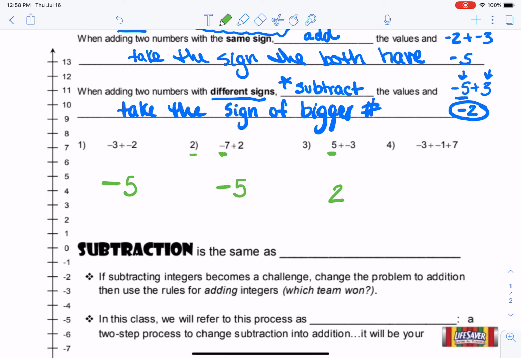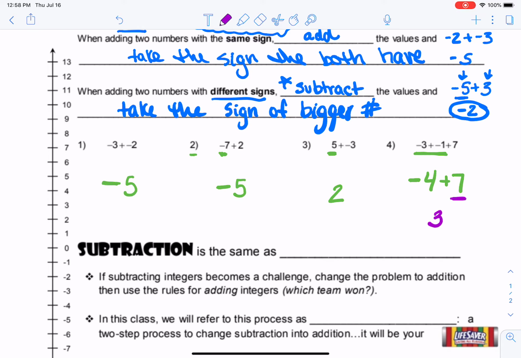Now this time I've got 3 numbers, so I'm just going to focus on the first 2. -3 plus -1, both of those are negative, so my answer has to be negative, and I'm going to add them up. So all together I have 4 points. I'm going to bring down that +7, and now I'm going to have a whole new problem. Now, the 7 is bigger and it's positive, so my answer has to be positive, and I'm going to subtract them. So my answer is +3.